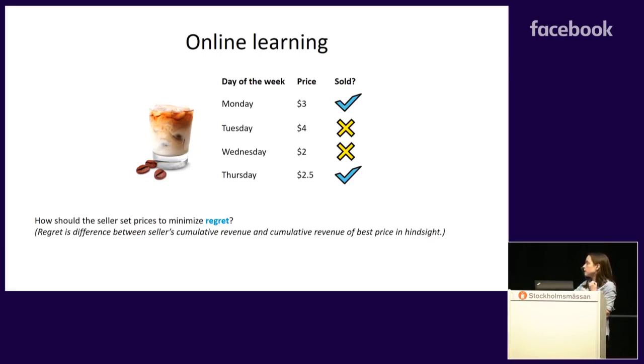You want to minimize the difference between your cumulative revenue over the course of all of these time steps and the cumulative revenue of the best price in hindsight. So that's just a standard notion of regret from all of online learning. And this can also not only be related to prices, but also maybe auctions and so on.